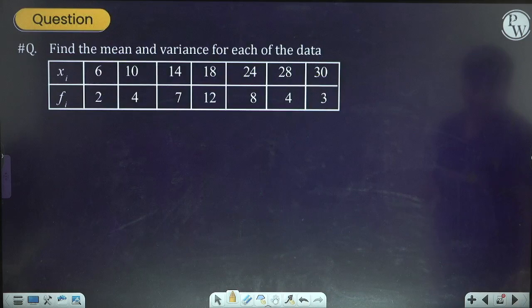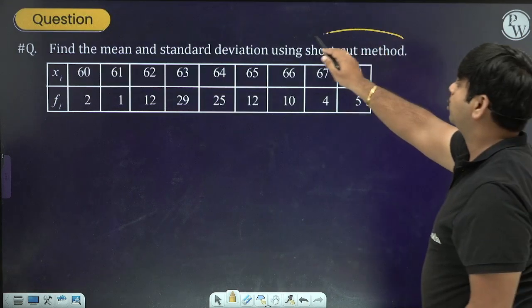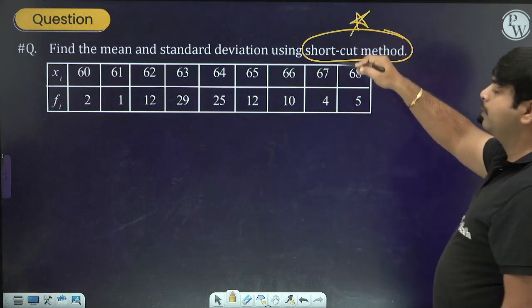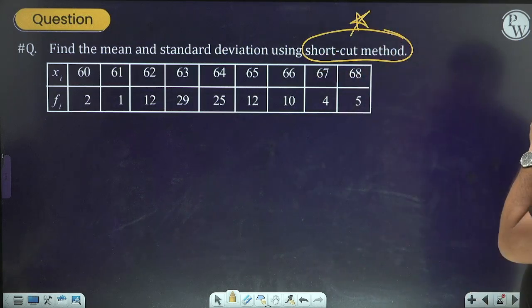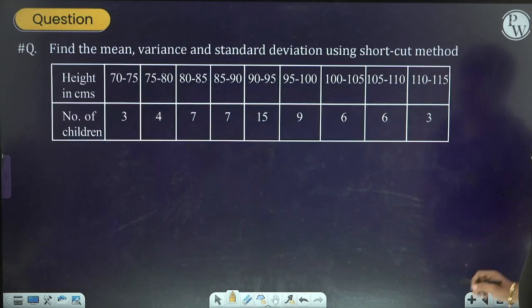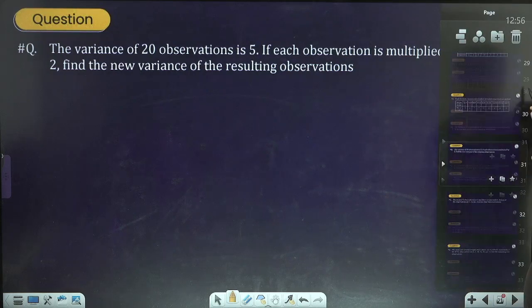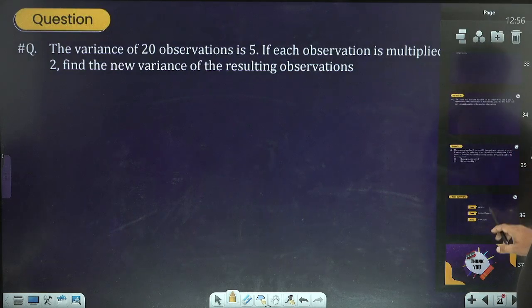Find mean and variance. We have done the same type of problems. Mean and standard deviation using the shortcut method. Okay. Assumed mean and all. Next. So once again. Right. So all these things we have discussed, people. You have a few more questions that you can try. That will be left over in the PPT for you to try.